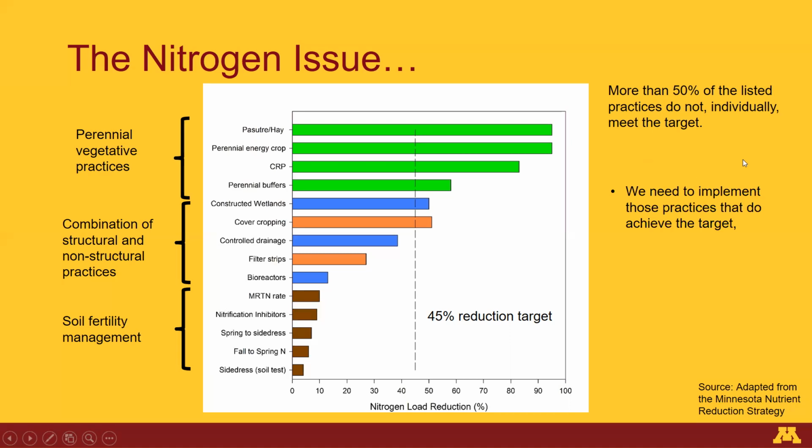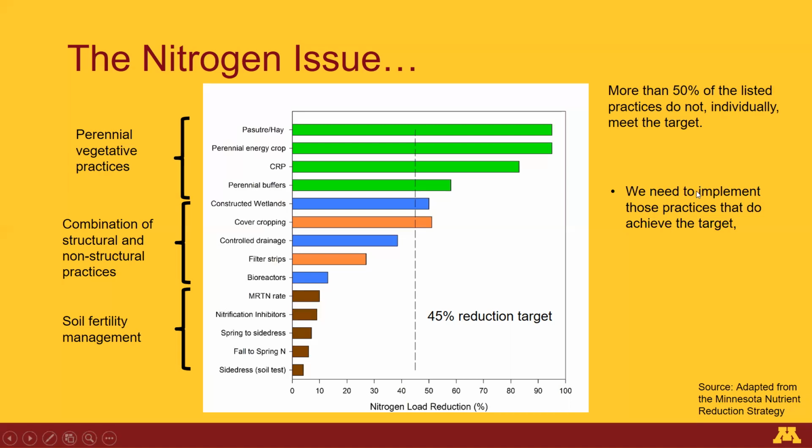So one of the things we could think about is that we need to implement those practices that do achieve the target. So for example, cover cropping or constructed wetlands. We know that these are not perfect systems. We know that in the northern part of the country where we live here in Minnesota, getting cover crops established can be challenging. If we don't get them established well, they don't perform for the purpose that they were planted, if that is to scavenge nitrogen, for example.